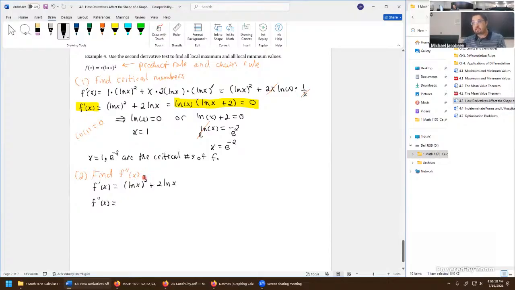We'll use the chain rule to start. We've already done this chain rule once when we differentiated natural log x squared here within the product rule. So same story here, you'll get 2 times natural log x times the derivative of natural log x, which is 1 over x, plus, now derivative of this with the constant multiple rule is just 2 times 1 over x. So that's our second derivative.